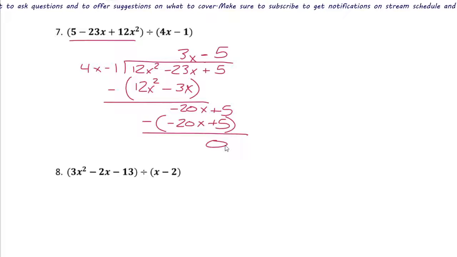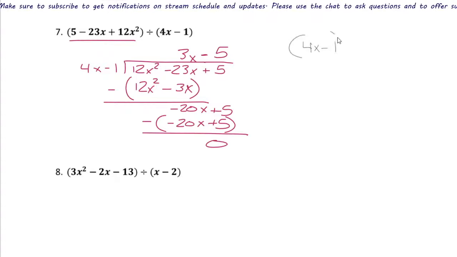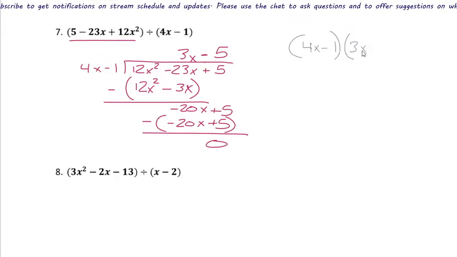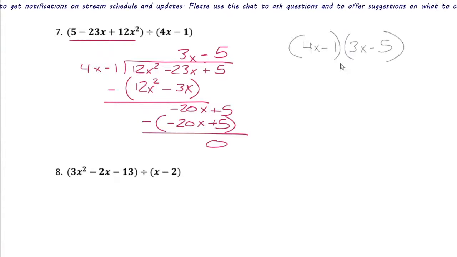So now we can do the check. So take our divisor, 4x, ooh, not plus 1, minus 1. And we're going to multiply that by our answer, 3x minus 5.